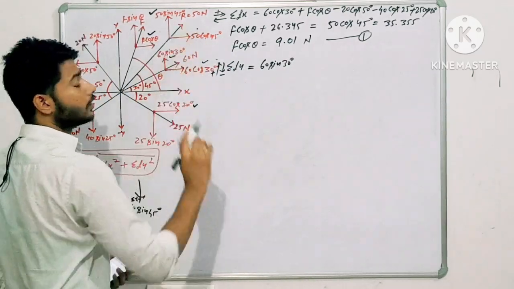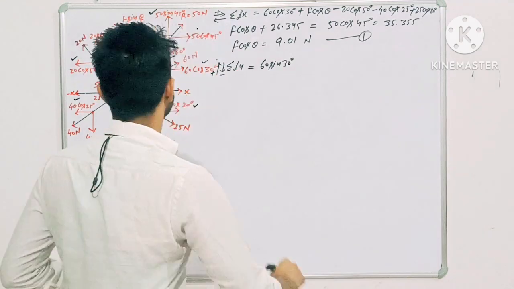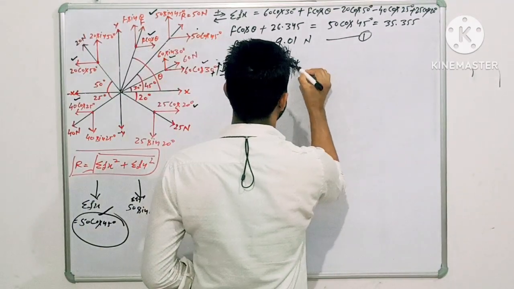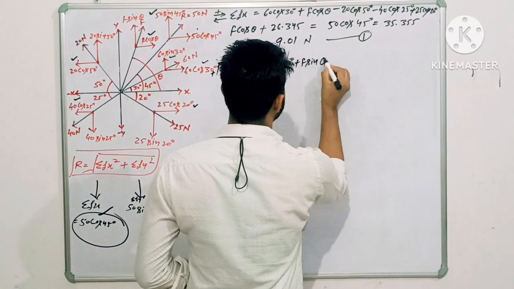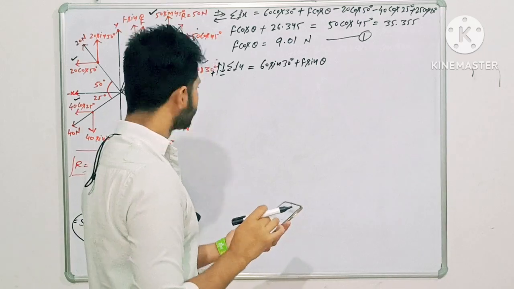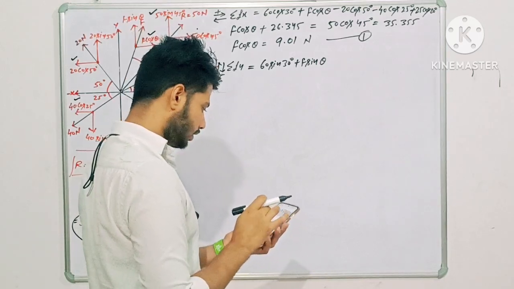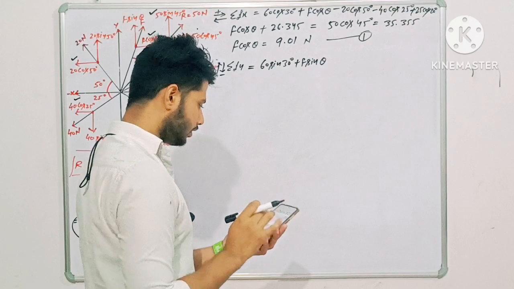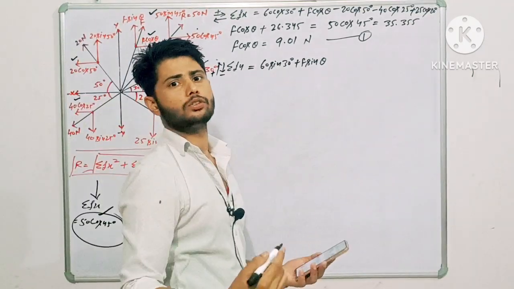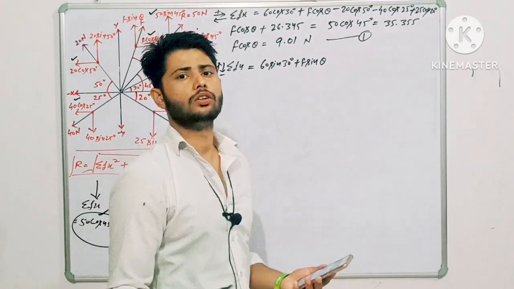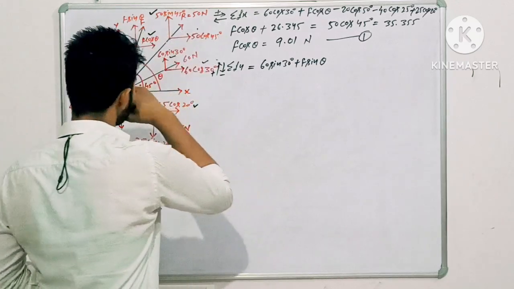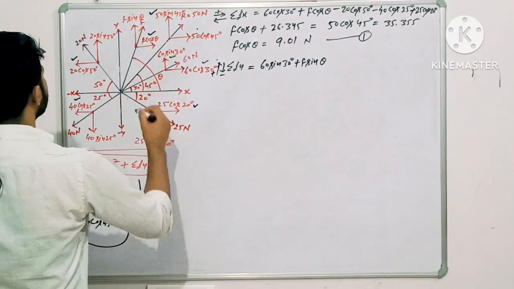Now leave the resultant. Come next, F sine theta plus F sine theta. I'm adding this 60 sine 30, closing the bracket. Now we cannot add F sine theta because theta is not given, and the value of force is not given. Now come next.